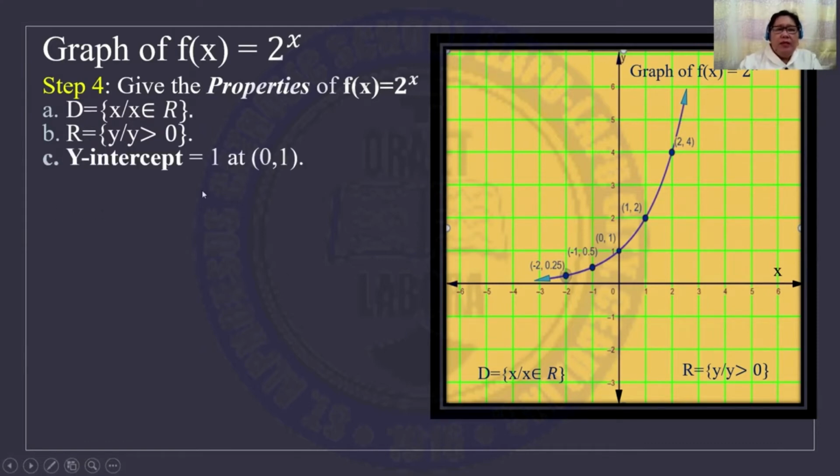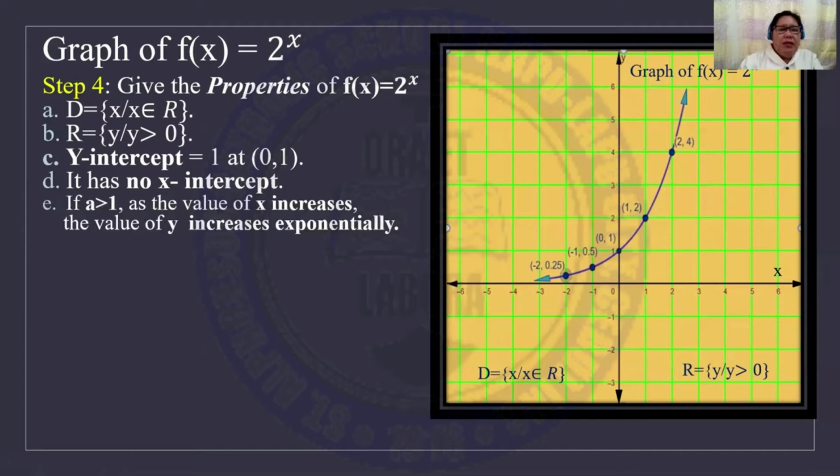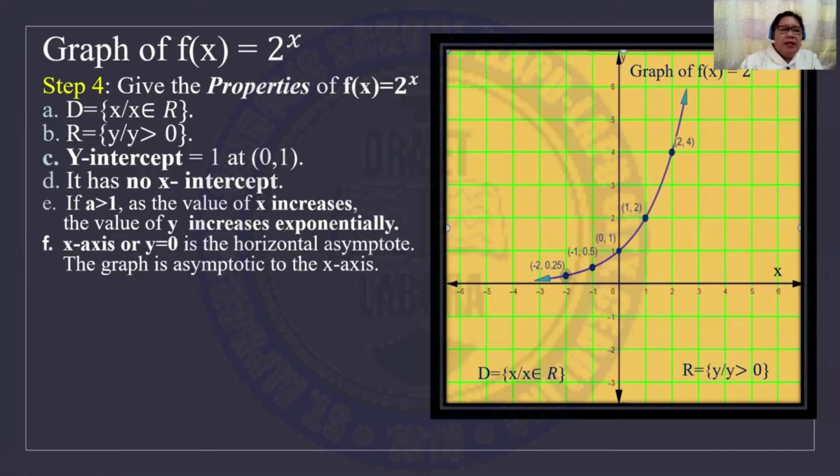The y-intercept is equal to 1, passing through the point with coordinates 0, 1. So this point. It has no x-intercept if a is greater than 1. As the value of x increases, the value of y increases exponentially. The x-axis, or y is equal to 0, is the horizontal asymptote. The graph is asymptotic to the x-axis. The graph is continuous and it is smooth.